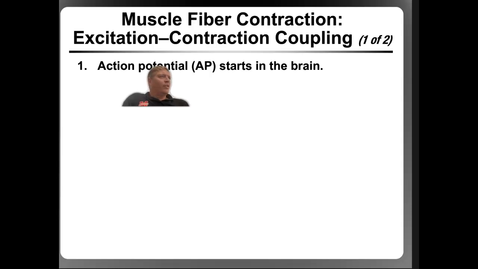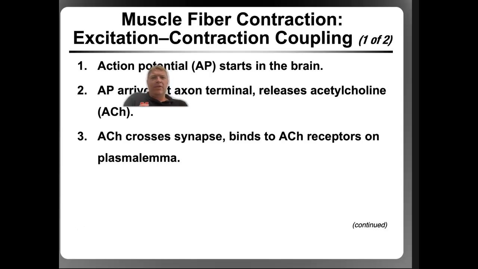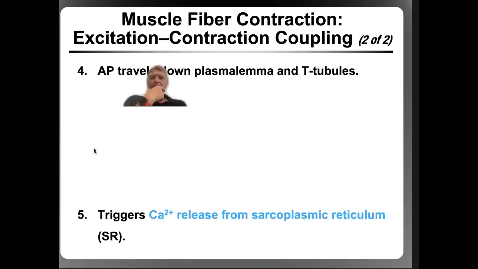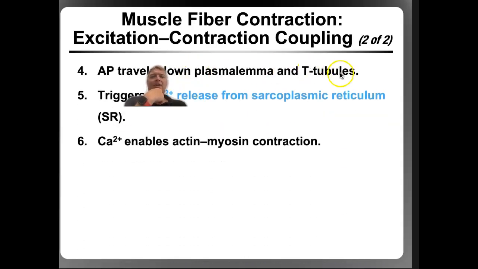All right, so very quickly, this is all the things that he just said, but you may want to know this just for the order here. The action potential starts in the brain. That potential goes down the axon terminal and releases acetylcholine, and then the acetylcholine crosses over the synapse and binds with the receptors in the plasmalemma, and then that travels down the plasmalemma into the T-tubules. We'll go into more details on this tomorrow. And that triggers the release of calcium from the sarcoplasmic reticulum, and then the calcium enables the actin and myosin to contract. So it all goes pretty quickly.